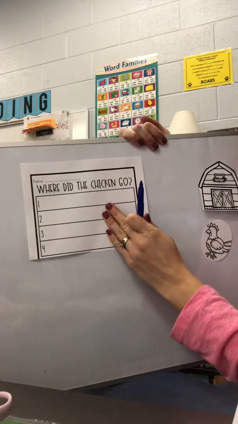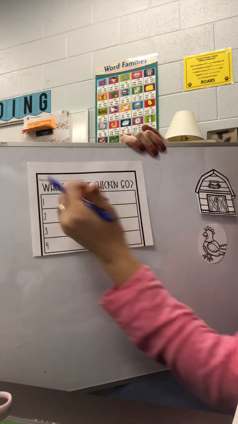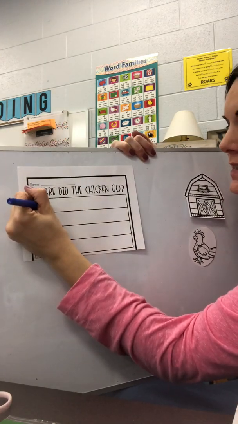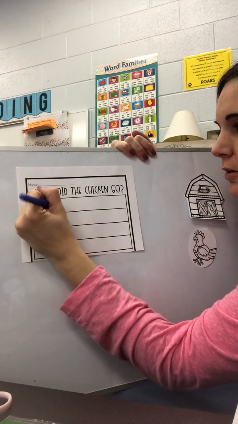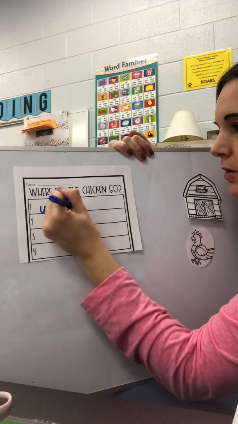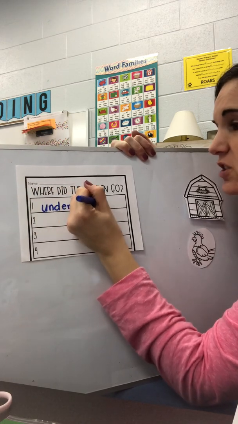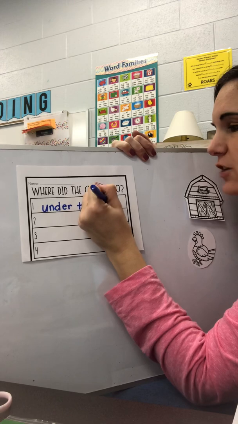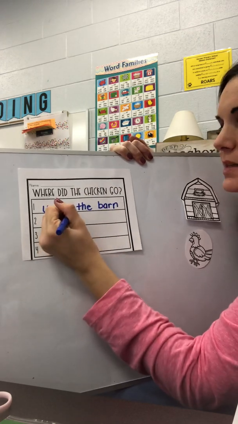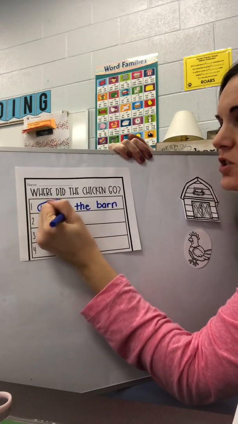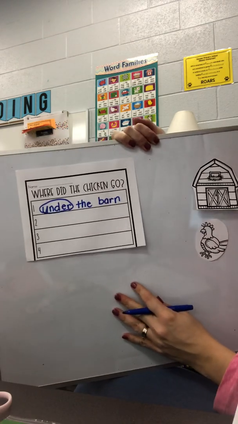So on my little chart here, it says, where did the chicken go? Our first example is I'm going to say under the barn. And under just tells us a little more information. So it is a preposition. So I'm going to circle the word under.